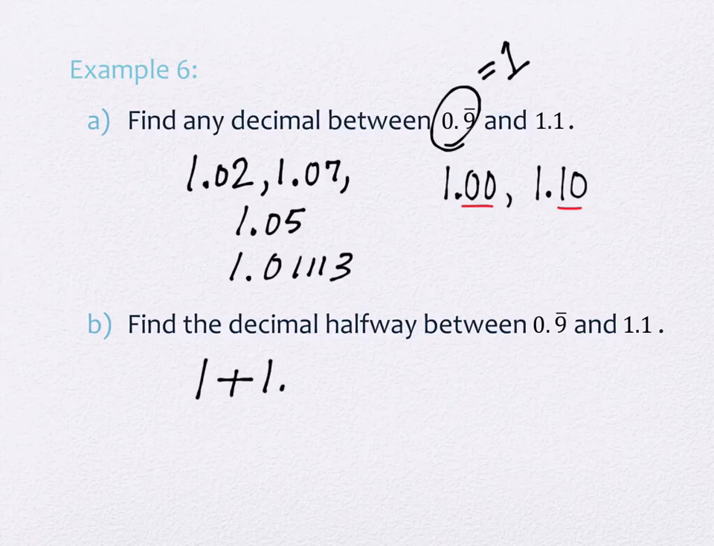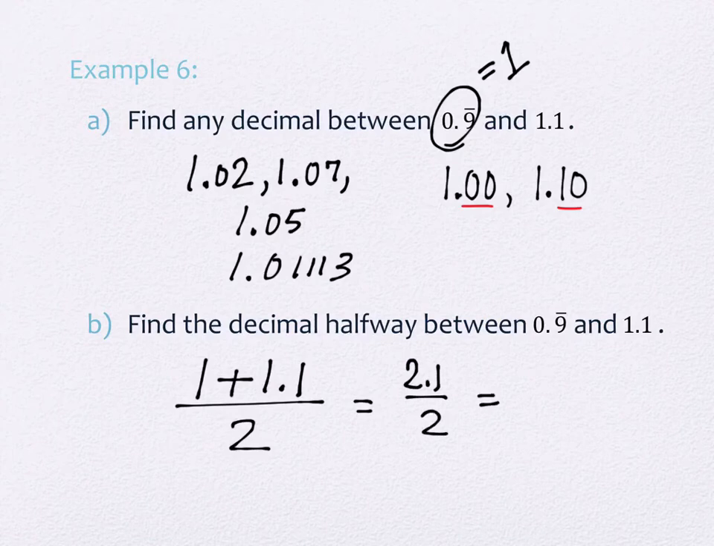So if I take 1 and I take 1.1 and I add them together and divide by 2, I will be able to find my halfway point. So if I have this, I would get 2.1 divided by 2, and what is halfway in between? Yeah, 1.05. Really, we're just saying that halfway between $1 and $1.10 is $1.05, right? That's in terms of money.